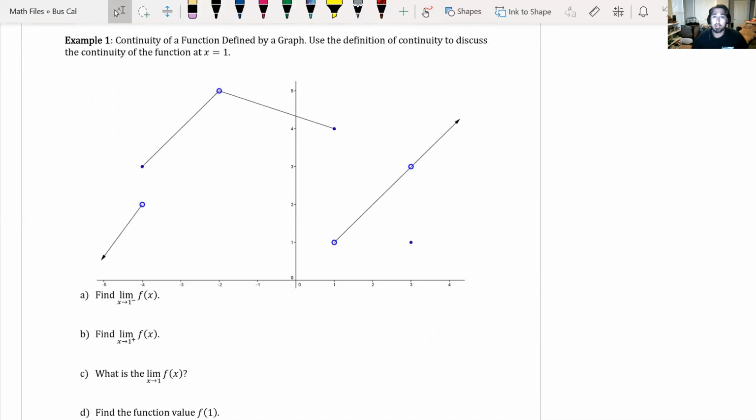This one says, use the definition of continuity to discuss the continuity of this function at the x value of 1. Or when x equals 1, what is the continuity of this function? And we will use the 3 rules, right? Okay, the first rule is, does the limit exist? Well, let's look at 1.